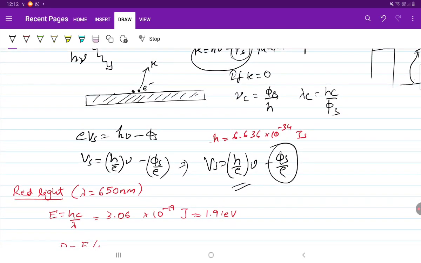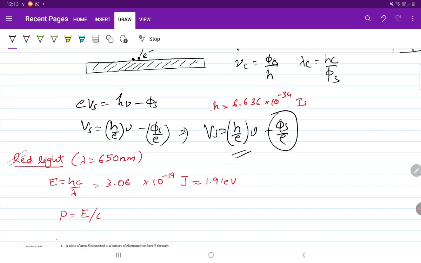Now here's a small analysis. Suppose you have a red light, and the energy of red light is given as hc by lambda. So you can further write it as 3.06 times 10 to the power minus 19 joules, which is nearly 1.91 electron volt. And the momentum of photon is given by an interesting equation, that is E is equal to Pc, where P is the momentum, E is the energy, c is the speed of light. Hope you understand till this portion.